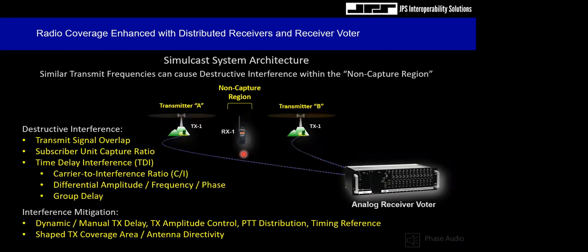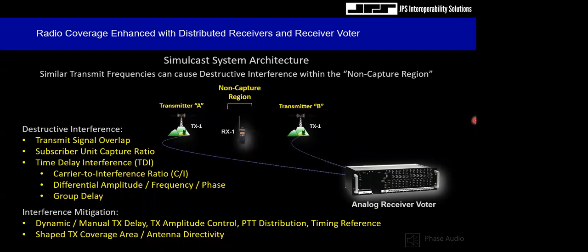We're talking in terms of alignment. You're looking at microseconds. All right, so this very precise alignments have to take place in terms of launching the transmit information into this non-capture area. So hardware is a great way of mitigating, but also shaping the coverage and using engineering practices to make sure your coverage area is overlapping, but not overlapping too much.